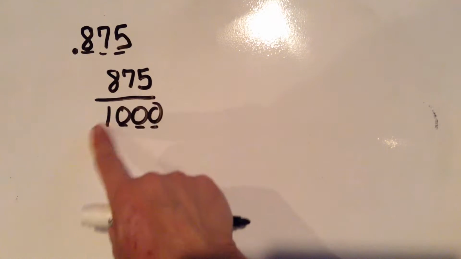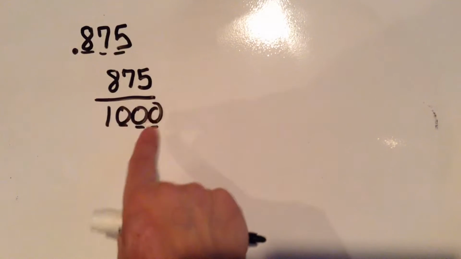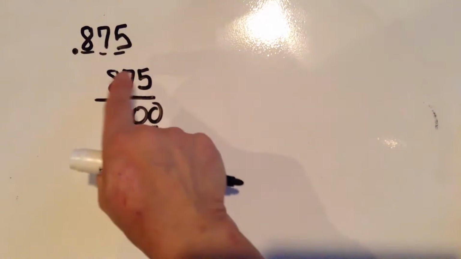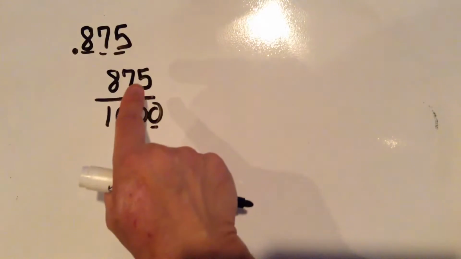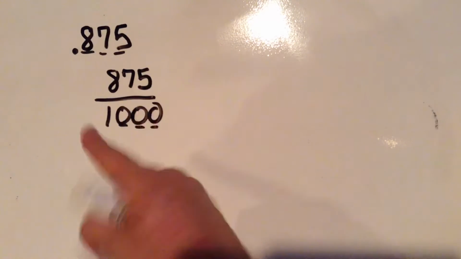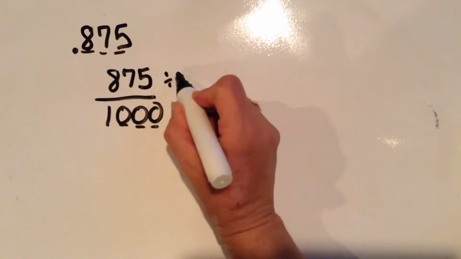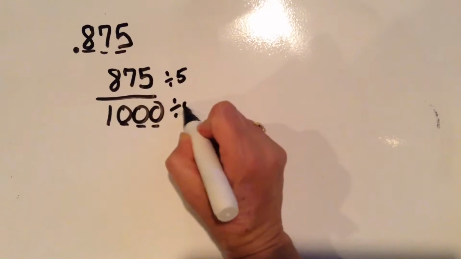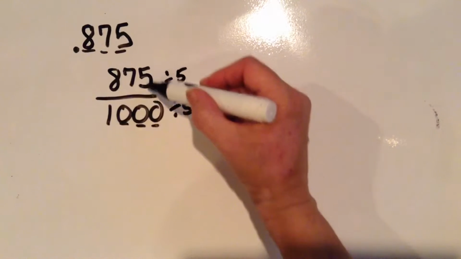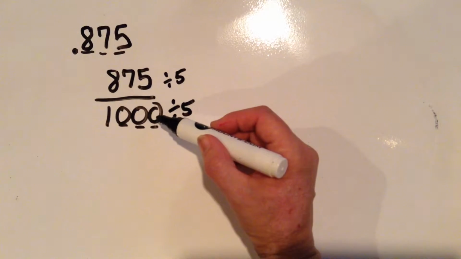Now, sometimes, for example, this number we know can be divided by 25, and there's a good chance this one can be too. But we're going to start with 5 because it's easier. So I'm going to divide this by 5, and I'm going to divide this by 5. Whenever it ends in 5 and 0, you know you can divide by 5.